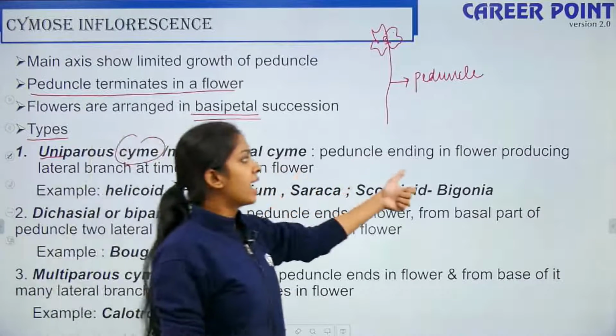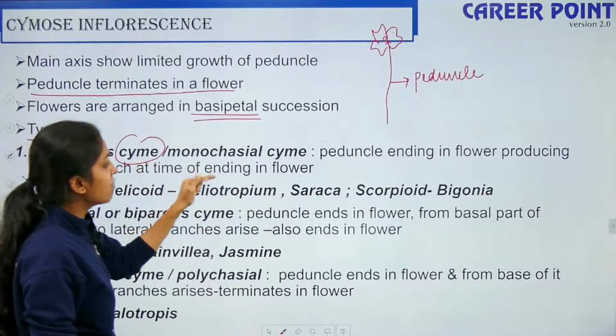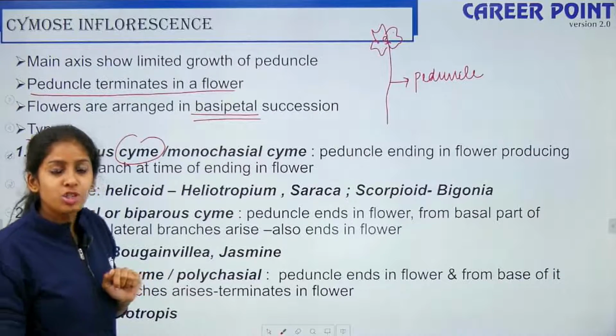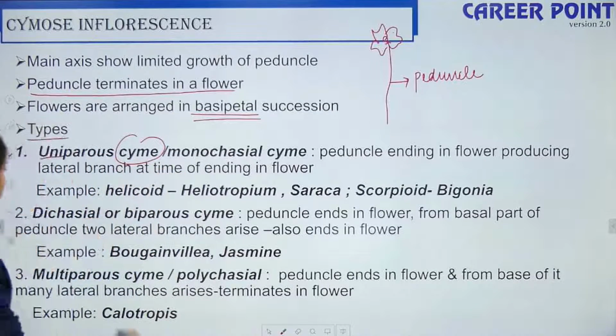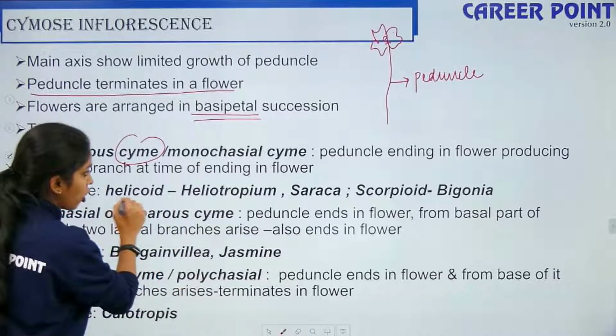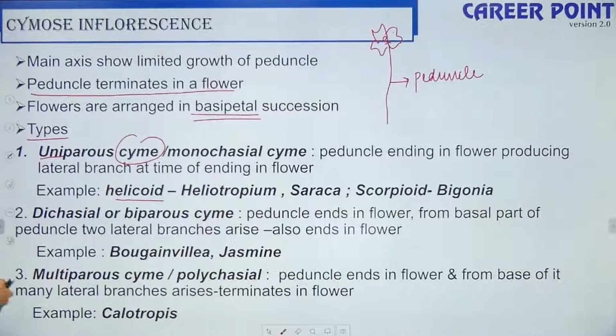So the peduncle ending in a flower produces a lateral branch at the time of ending in a flower. It produces only one lateral branch which ends in a flower. So this is uniparous. Okay. So uniparous, you have types which can be helicoid, which can be scorpioid. For each of them you have examples. So I will show you the figure.